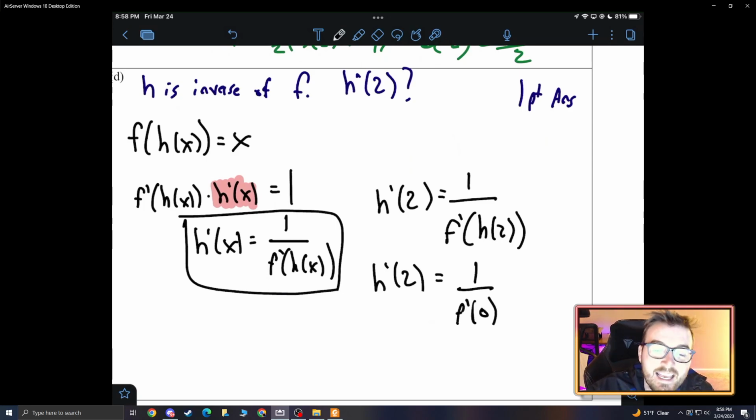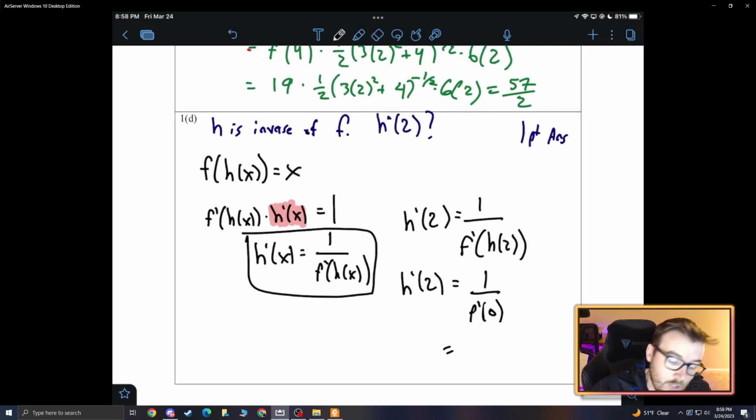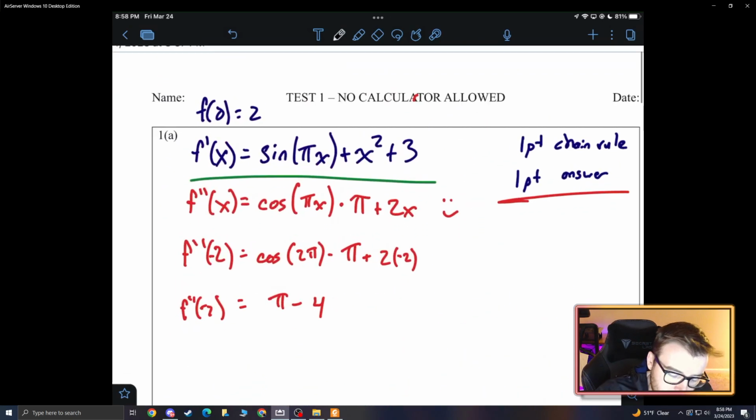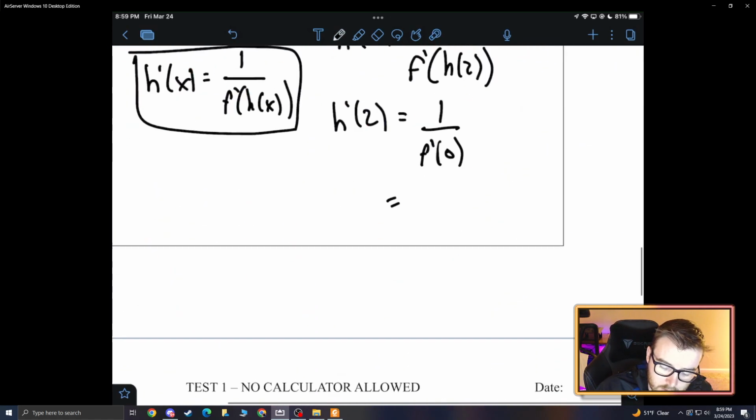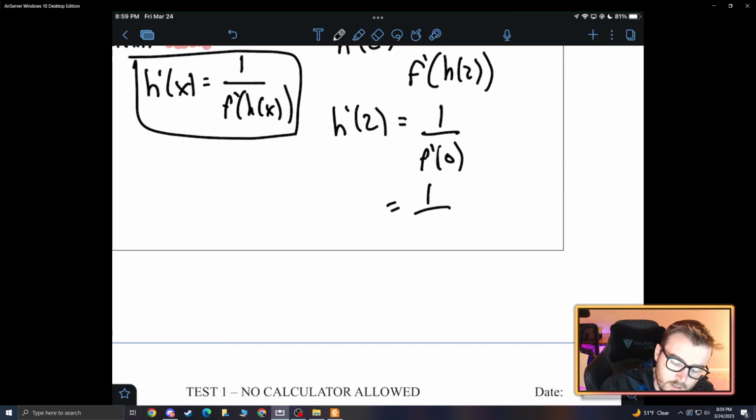And what is f prime of 0? Well, we go back to our f prime function one more time. F prime is this whole thing. So sine of 0 is 0, plus 0 squared is 0, plus 3 is 3. So the answer, 1/3.